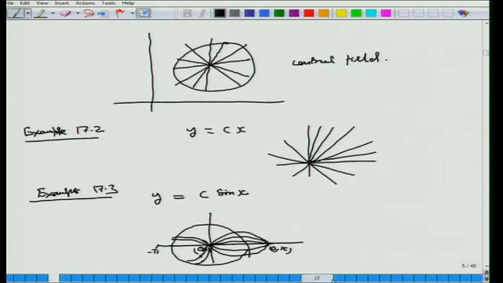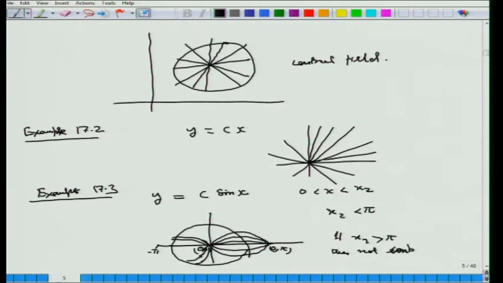But if pi is also included in that, then it is neither a central field nor a proper field. So, here we will have 0 less than x less than some number x 2, and this x 2 must be less than pi. If x 2 is greater than pi, then it is not a central field. So, like this we need the notions of these proper fields and central fields.